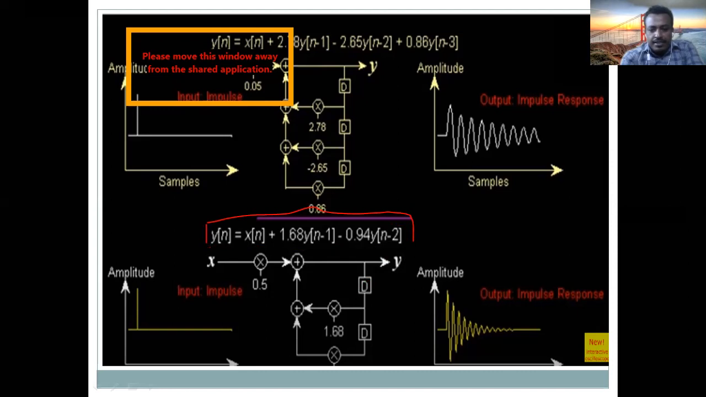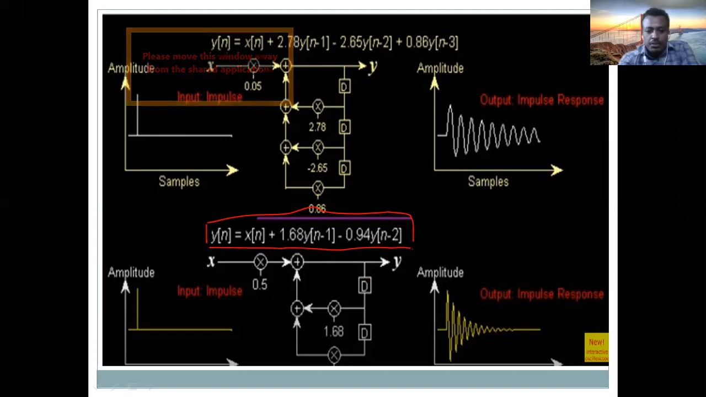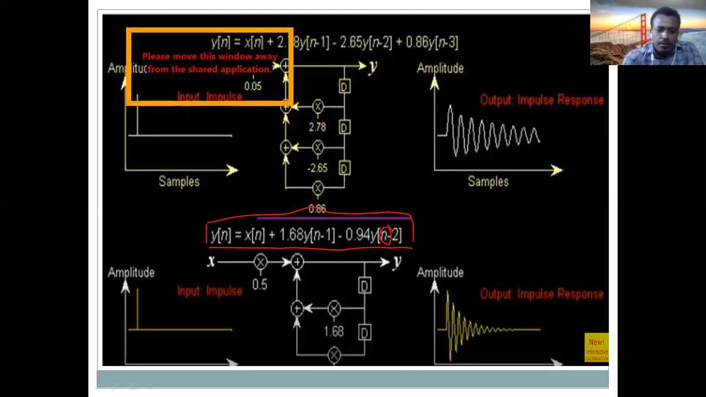So we have seen this difference equation in chapter 2, right? The system is represented in difference equation form, an equation which relates input and output as a function of what? As a function of n. n is time. We call it time domain analysis of signals and systems.